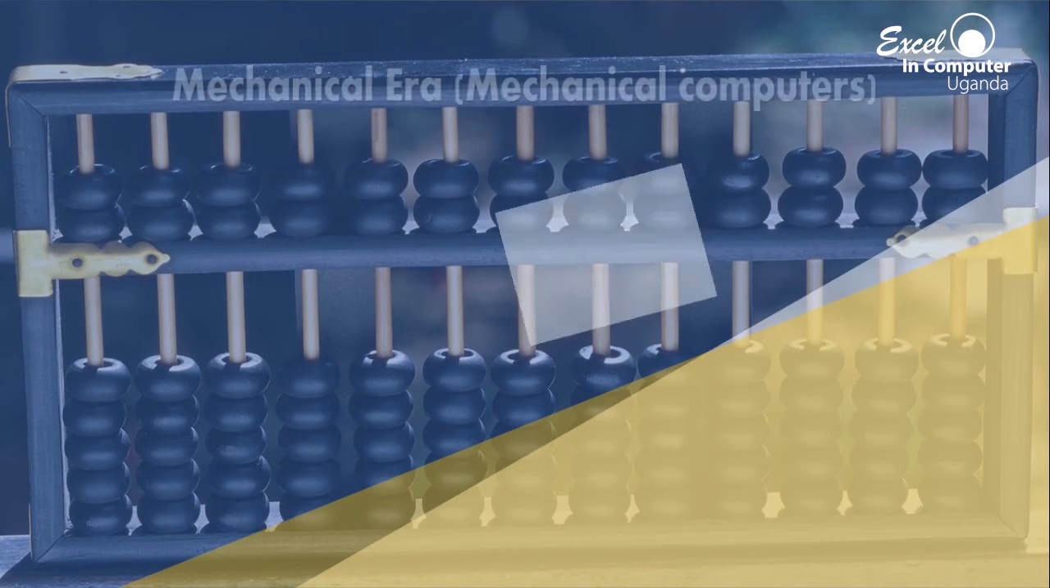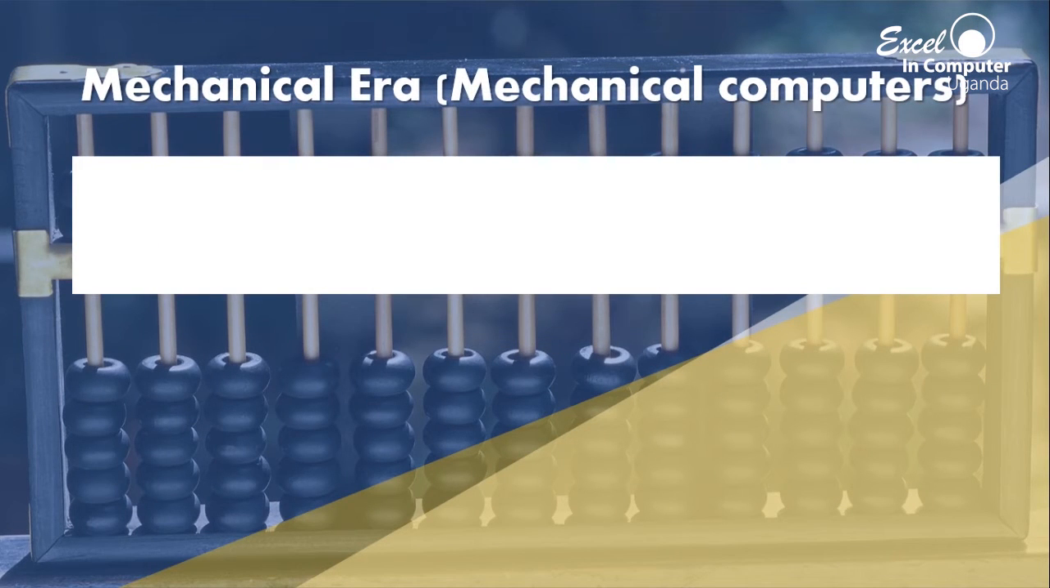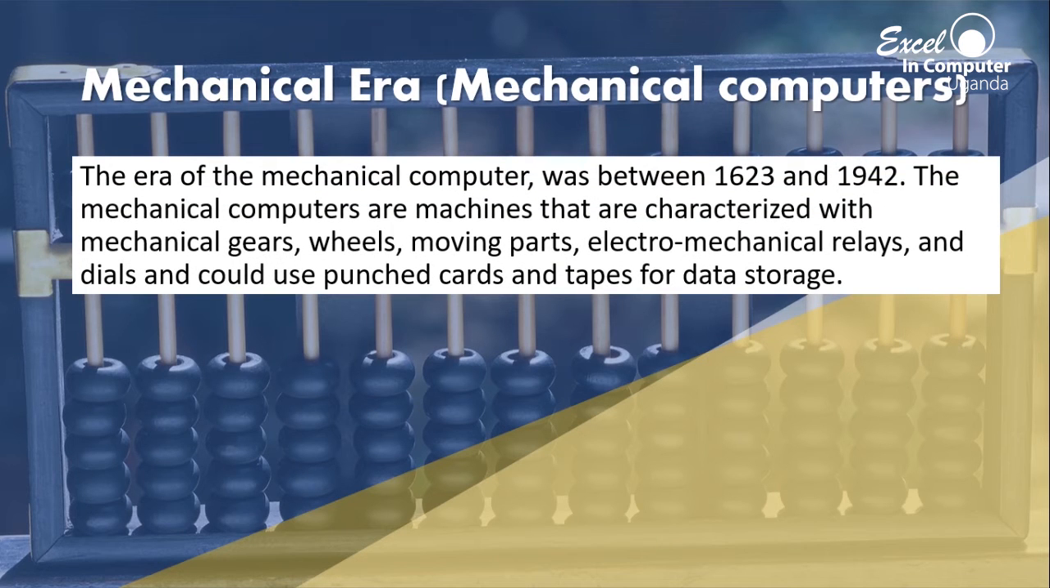So after I've looked at the slide rule, we are going to enter the mechanical era. The era of mechanical computers was between 1623 and 1942. The mechanical computers were machines characterized by moving gears, wheels, moving parts, electromagnetic relays, and dials, and could use punched cards and tapes for storage of data. So computers in the mechanical era used punched cards and tapes to store data, and they had moving gears, wheels, other moving parts, and electromagnetic relays to perform their operations.